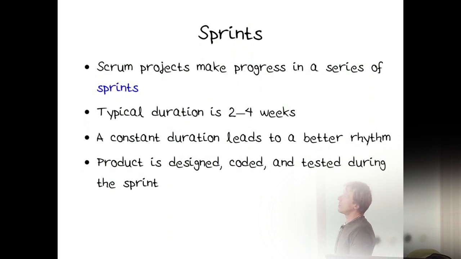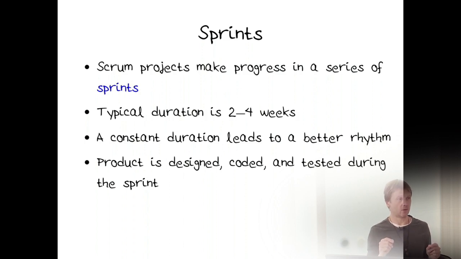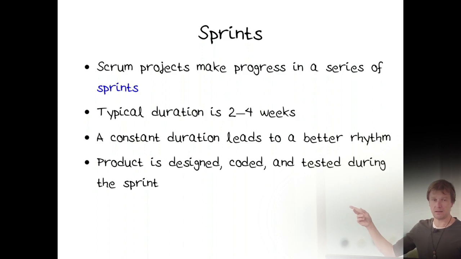Sprints. So they make progress in a series of sprints, as I said before, 2 to 4 weeks. A constant duration leads to a better rhythm for the team. And the product is designed, coded, and tested during one sprint. And you realize you can only do that if you pick one small chunk of functionality, because otherwise you would never be finished in one sprint.